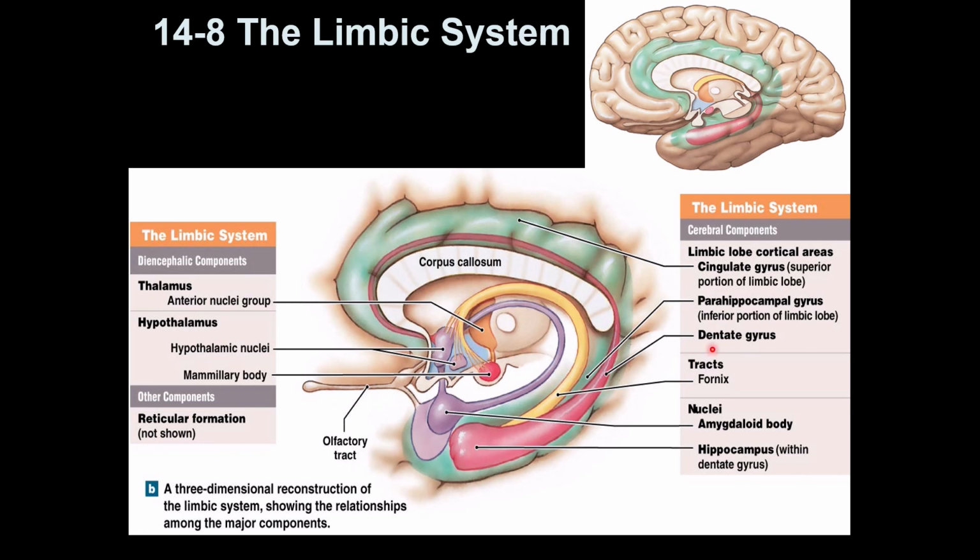The tract, there are many different tracts there. There's a lot of them. This is a very complicated part of the brain, so this is a very simple explanation. One of them is the fornix, and the fornix connects the hippocampus with the hypothalamus. And the third one is the nuclei. One is called the amygdaloid body. The amygdaloid body is responsible for emotional response, especially negative emotions.